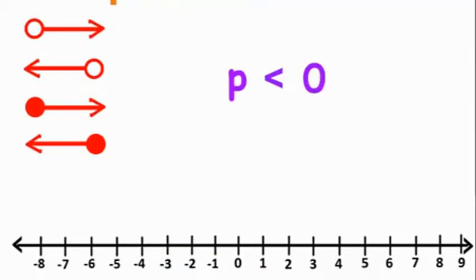And P is less than 0. It doesn't include 0, so I need an empty one. I'm going to put its starting point on 0, and it goes to the left. Notice that the arrow points the same direction as the inequality sign.